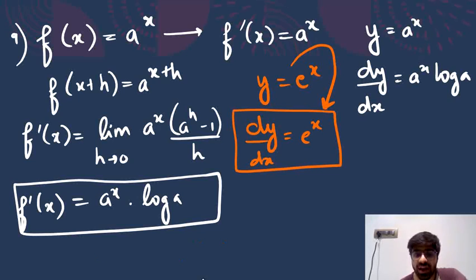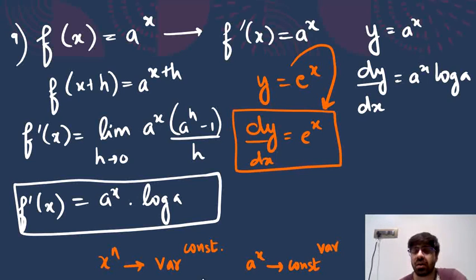When you say x power n, this was an expression of the type variable power number. Number means a constant, okay? So this was an expression of the type variable power constant. And when I say a power x, this is like a number which is a constant power variable. Variable power constant and constant power variable are two different things.